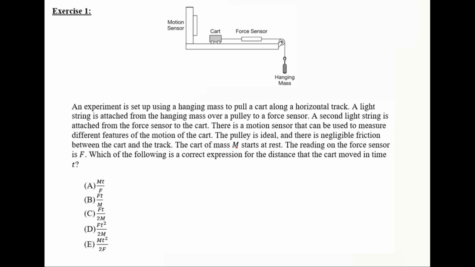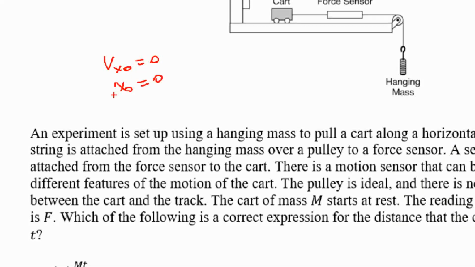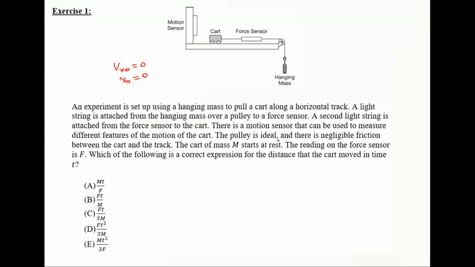The cart of mass m starts at rest, so the initial speed is 0, and we suppose that we're going to start from the origin. This can always be reset based on our preference. The reading on the force sensor is F, so the force sensor is measuring a force F, which is basically equal to the tension in the string. Which of the following is a correct expression of the distance that the cart moved in time t?